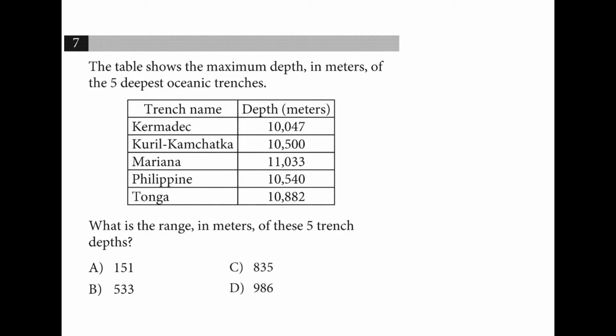To find the range, we look at the largest one, 11,033, and we subtract from that the smallest one, 10,047. This gives us 986.